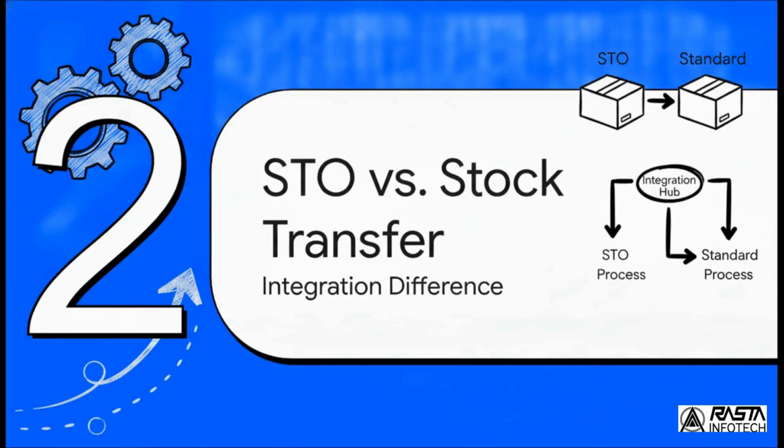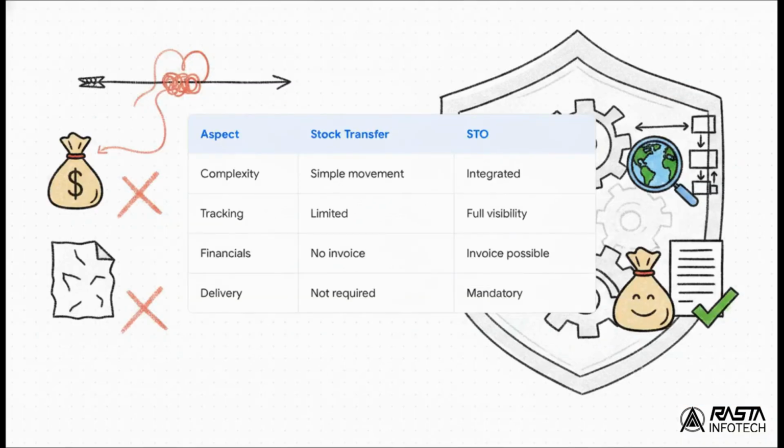Section 2, STO versus stock transfer, the integration difference. Now, what's really interesting about this slide is how clearly it contrasts the two methods side by side. Just look at a standard traditional transfer compared to an STO. With a traditional transfer, sure, the movement is simple, but your tracking is extremely limited, there's zero invoicing, and honestly, a delivery document isn't even required. But when you step up to an STO, it's a whole different ballgame.